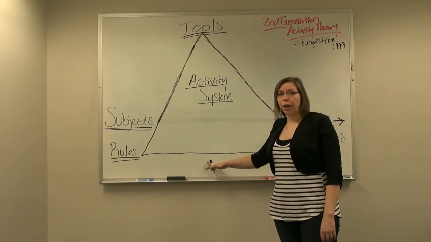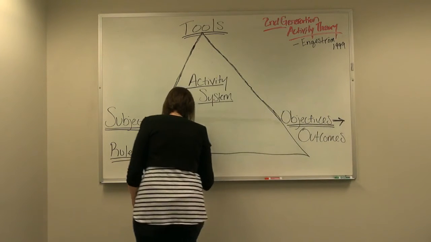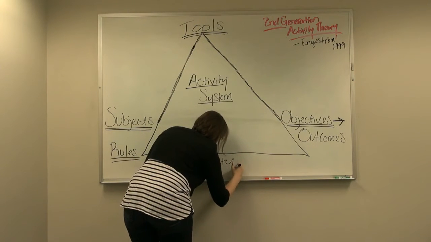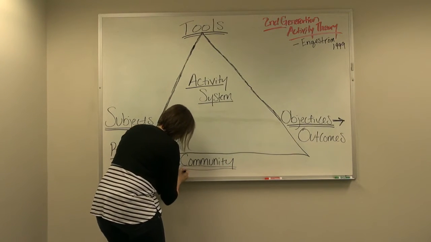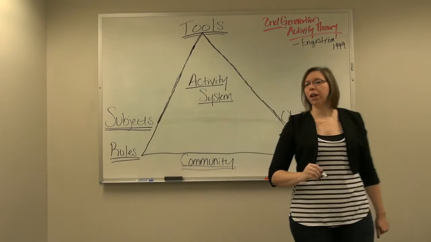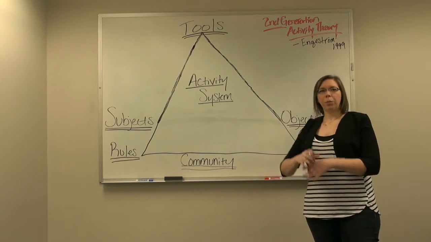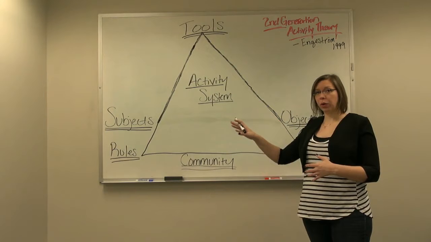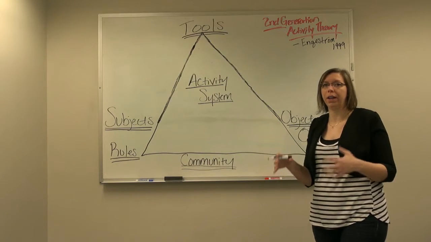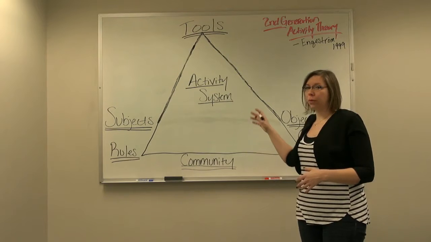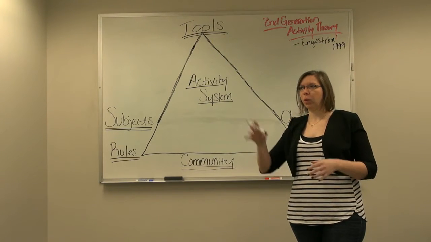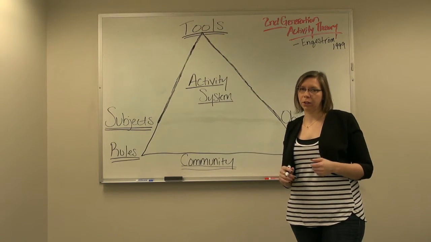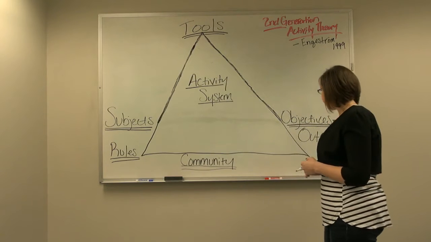And then right in the middle here, we're going to add community. Community consists of other people, maybe even other activity systems outside of this one that still impact things that are going on inside of it. They might not be direct players within the activity system, but whatever they're doing still affects what goes on within the one that we're looking at here. We'll take a look at a couple of examples in just a second.